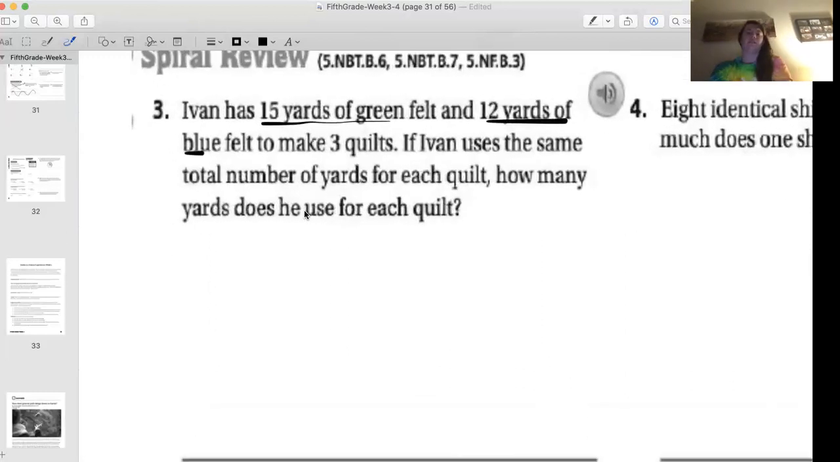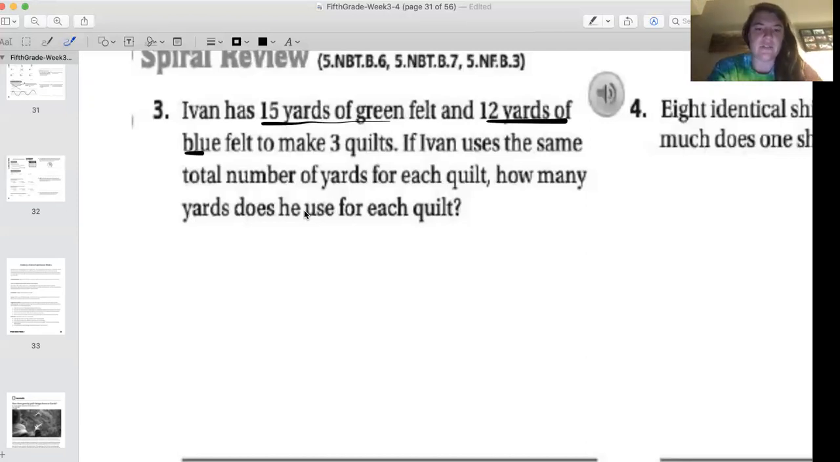Then number 3 is a little weird. It says Ivan has 15 yards of green felt and 12 yards of blue felt to make 3 quilts. If Ivan uses the same total number of yards for each quilt, how many yards does he use for each quilt? Okay, so this one's confusing because I'm not sure if it's asking you that he's going to use the same total number of the green and then the blue and then put them together, or if he just means combined and then using the same amount.